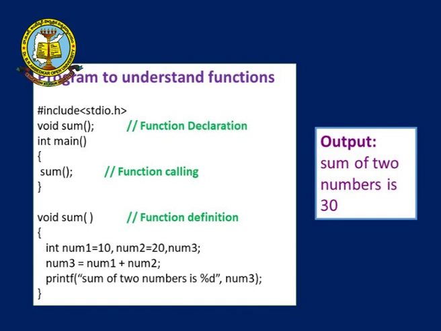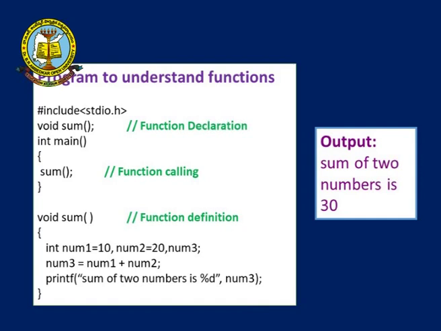Then the function name is sum. If you observe this, the function may or may not have an argument list. We can write the function with arguments or without arguments also. In this example, this is a function without arguments. If you observe, after sum there are parentheses, and within the parentheses I am not mentioning any argument list. This is without arguments.